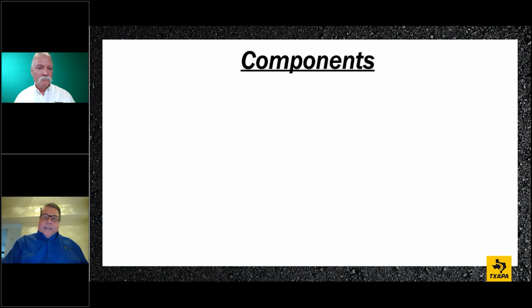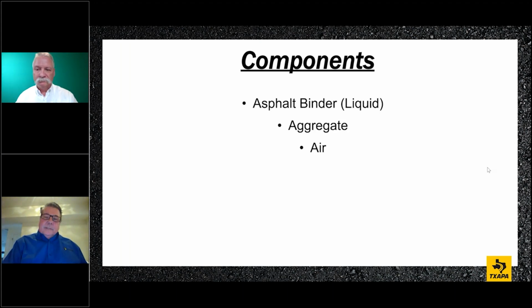But we got components. So let's talk about our components. We have our binder, the liquid asphalt binder. We have aggregates and we have air. That's it. That's all asphalt pavement is: liquid asphalt binders, aggregates, and air. And it's pretty simple, right? We can make it much more complex than that, can't we? It does, but it's that simple. So when we start having issues, what do we do? We break it down to the basics, and that's what we're going to talk about.